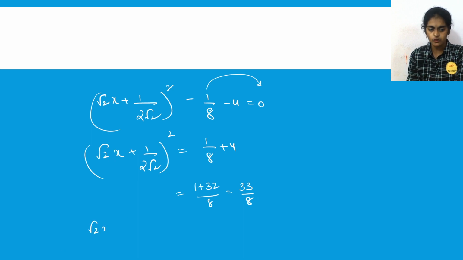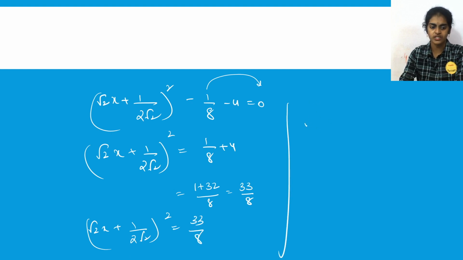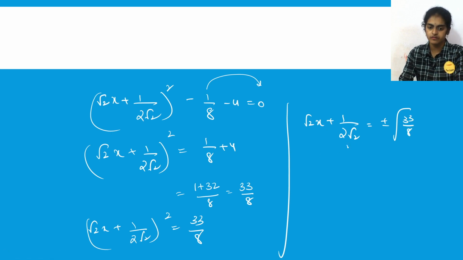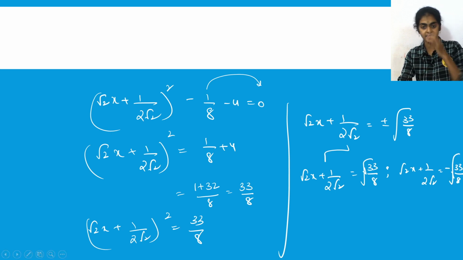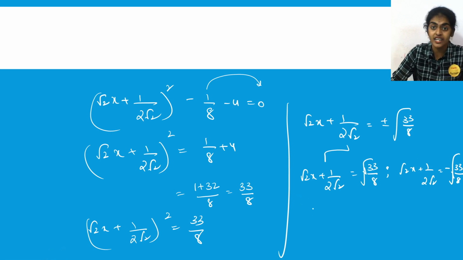Which means root 2x plus 1 by 2 root 2 whole square is equal to 33 upon 8. If I take the square root on both sides, I'll have root 2x plus 1 by 2 root 2 is equal to plus or minus root 33 by 8. So one time you can take root 2x plus 1 by 2 root 2 equal to root over 33 divided by 8, or you can take it equal to minus root over 33 divided by 8. One time we have taken a plus and the other time a minus, right? Now here you need your x value.